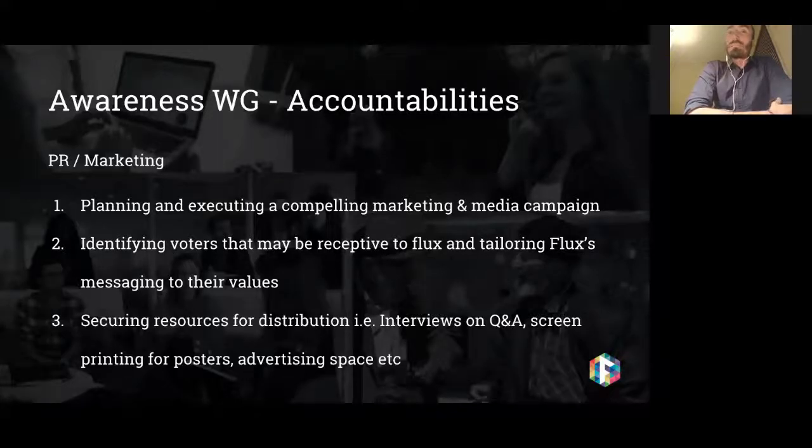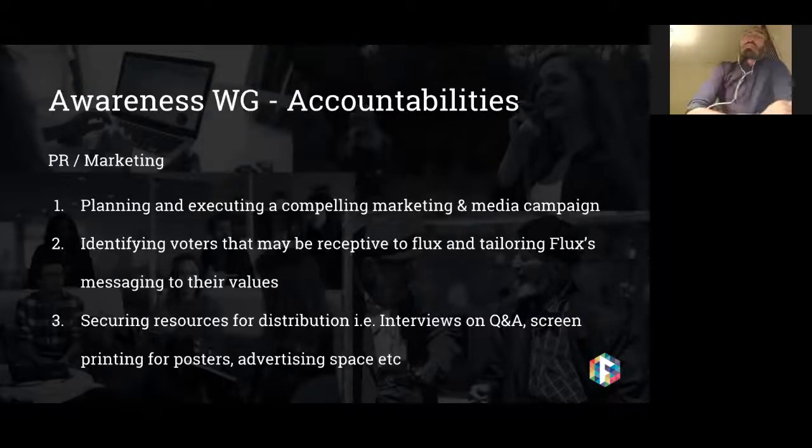And the other one is on the PR level, securing resources and opportunities to get Flux's message out there. That could look like speaking gigs. You know, there's no real reason why we shouldn't be on Q&A at this stage in the game. Pursuing those really public-facing opportunities with people who are prepared to be that public face, and getting ourselves out there on national platforms will be that angle.